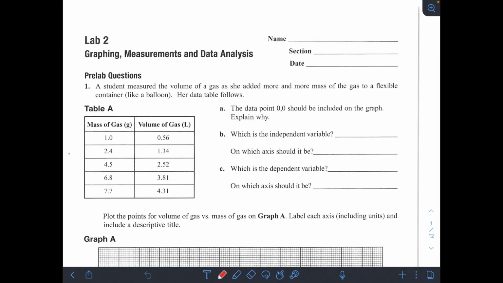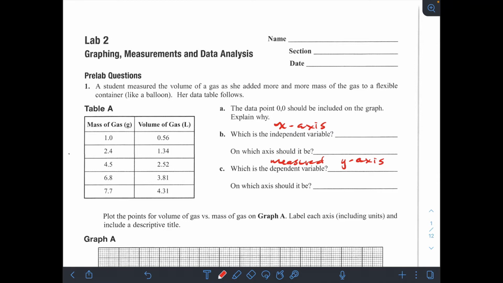All right, so the activity starts with the pre-lab questions, and you're given a data set here for question 1, and one of the first questions you deal with is which is the independent variable. Now the independent variable is the x-axis. Okay, because the independent variable, it's independent, it doesn't depend on anything. The dependent variable is what is measured, and that's your y-axis.